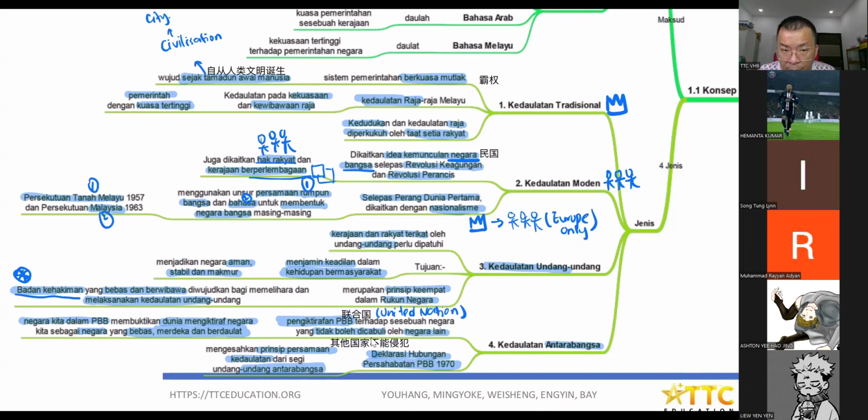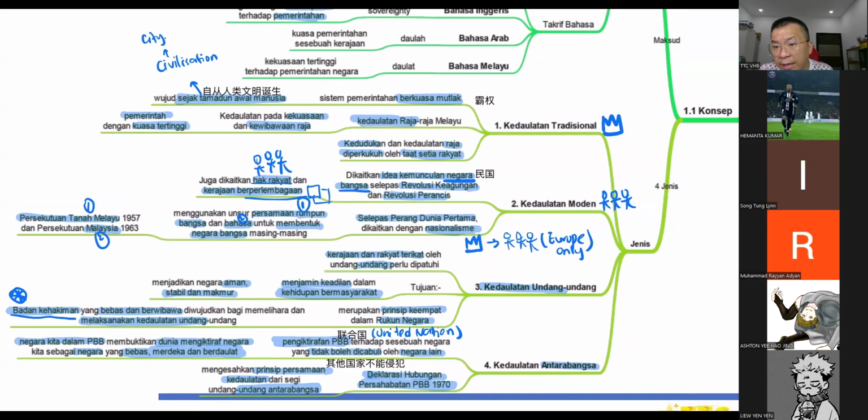Cannot be intruded on by other nations, no? So negara kita dalam PBB, so the world recognizes our sovereignty as a free, independent, and sovereign country. So we signed this declaration, no? So we have to follow international law. Okay, we have to follow international law. Prinsip persamaan kedaulatan, undang antarabangsa.